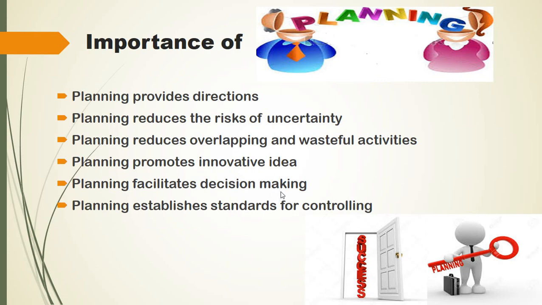Managers have to make decisions like what to produce and how to produce. What are the organizational resources and how can they be efficiently allocated over different functional areas? What are their primary goals, profit or social responsibility, and many more. Planning helps to decide a course of action that will solve the specific problem. Sixth point, planning establishes standards for controlling.